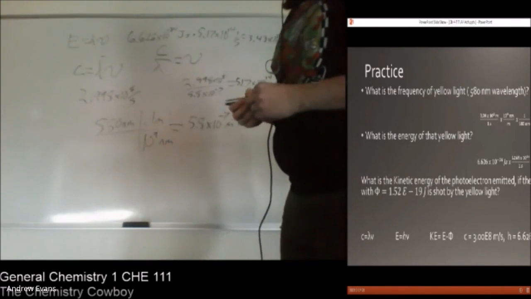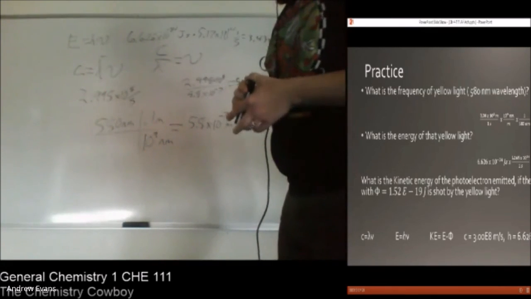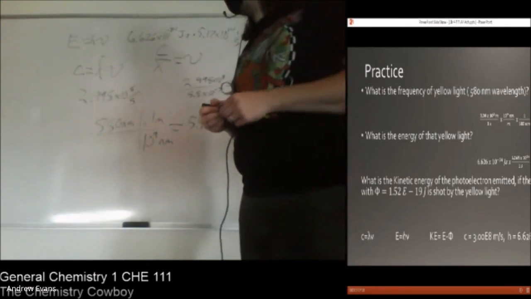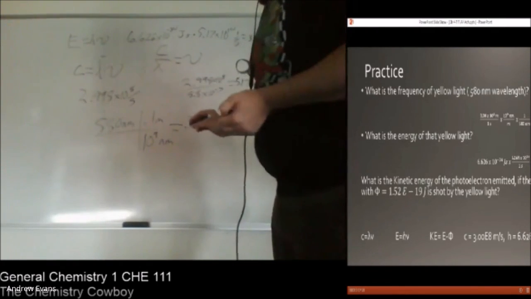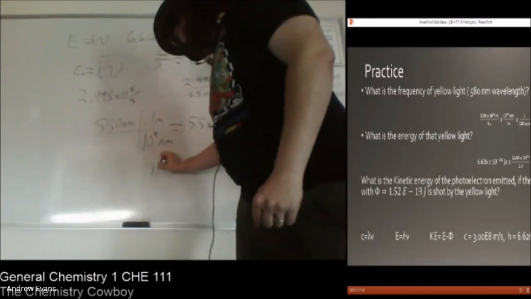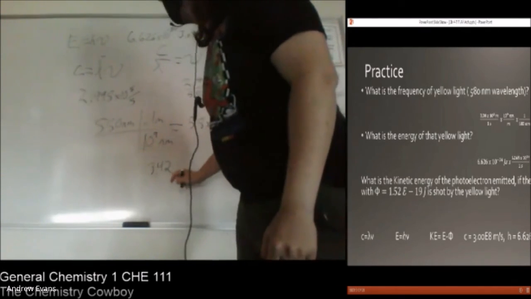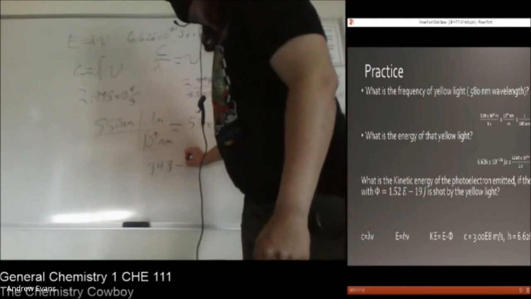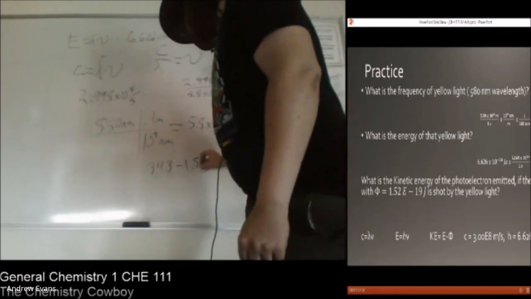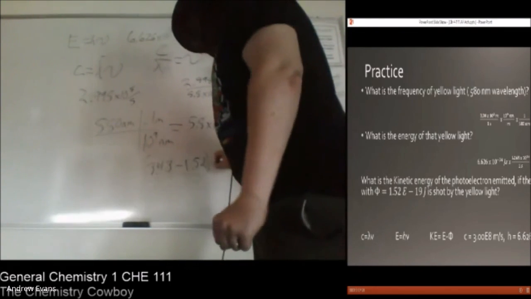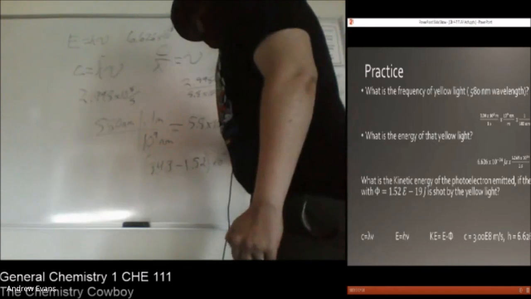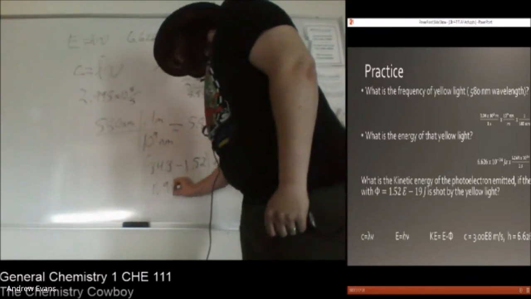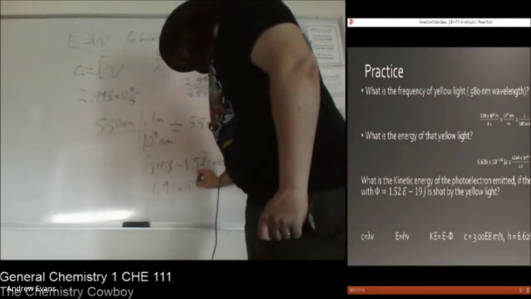Now, finally, what is the kinetic energy of a photoelectron emitted if the metal has a work function of 1.52? That last one is just, we're going to take 3.43 and subtract 1.52. Both of these are 10 to the negative 19th. So 1.91 times 10 to the negative 19th.